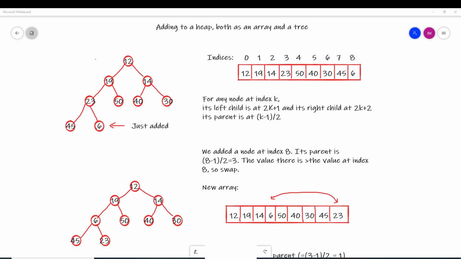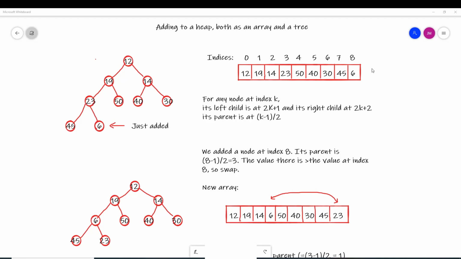And now we're going to add to a heap, both as an array and as a tree. We've actually seen how to add previously, because that was the first way that I showed you how to build a heap, continuously adding. So here we have our heap and we want to add the 6, and the only place that we can add it is as the right child of the 23, because that keeps this as a complete tree.